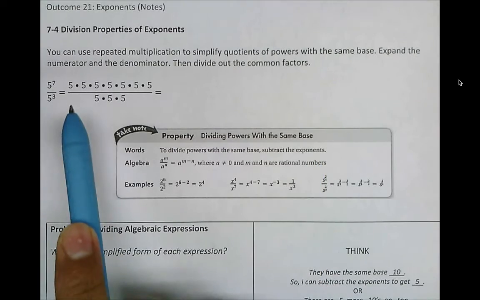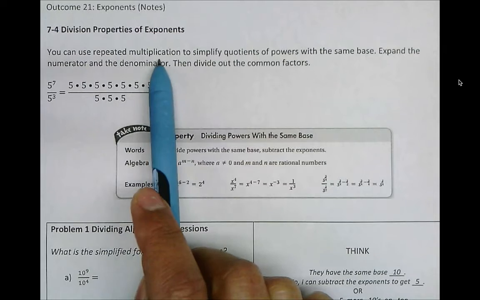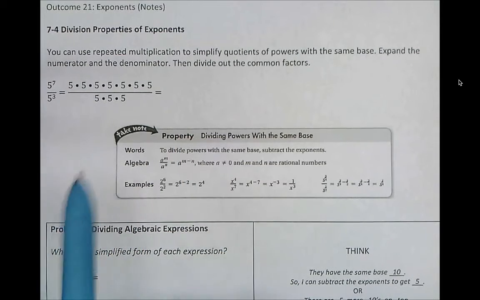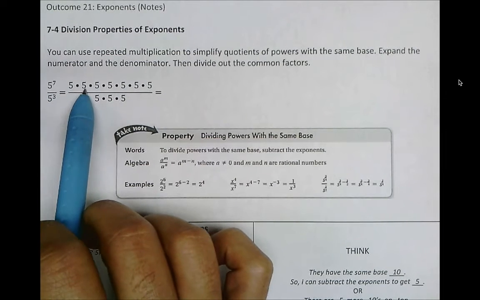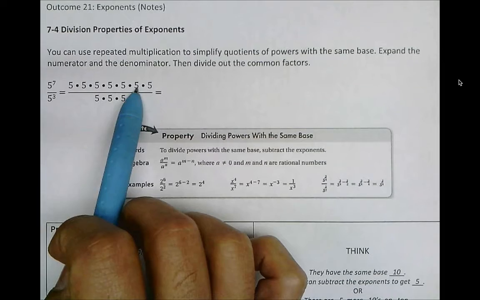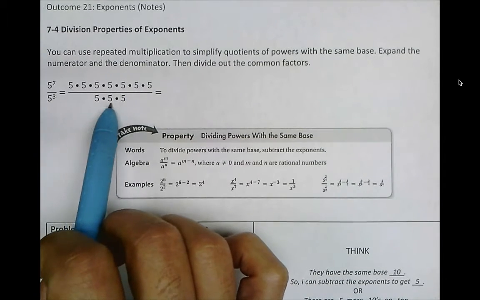Let's start by using the expanded form, or what we have also referred to as the repeated multiplication form, to simplify a problem to then understand the shortcut. 5 to the power of 7 means 5 times 5 times 5 times 5 times 5 times 5 times 5. 5 to the power of 3 means 5 times 5 times 5.